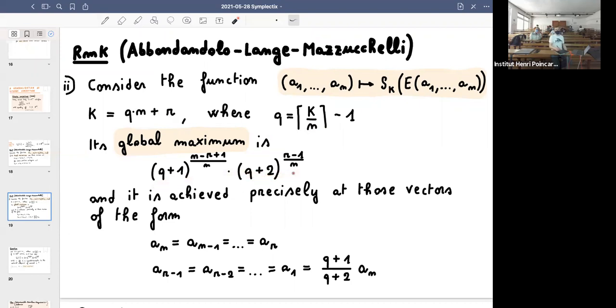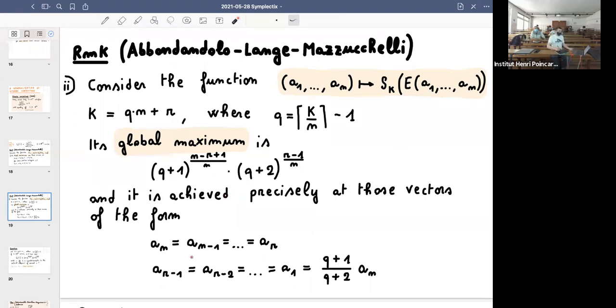The expression itself is maybe not so relevant. Let me read it anyway. So it's Q plus 1 to the power n minus r plus 1 mod n, times Q plus 2 to the power r minus 1 mod n. It's not very nice as an expression, but the global maximizers, they look nice.